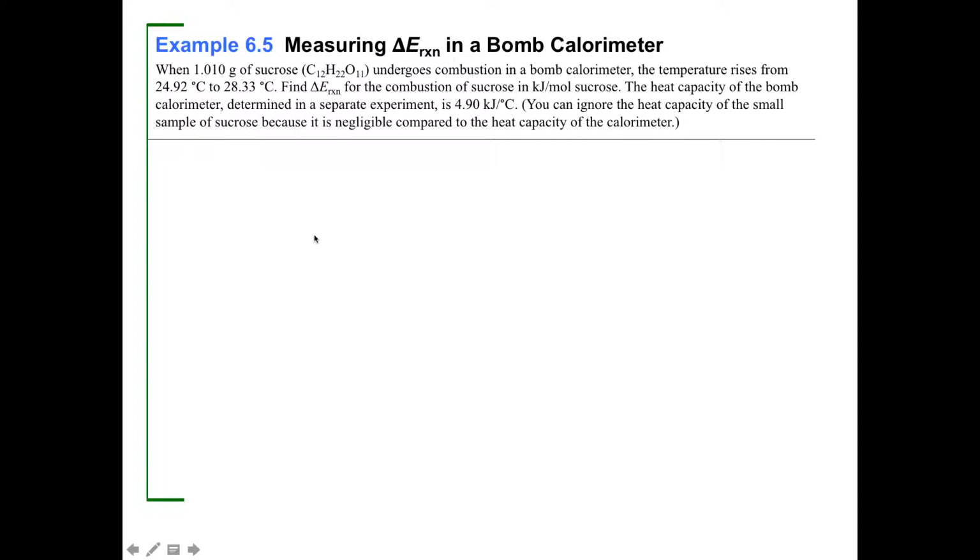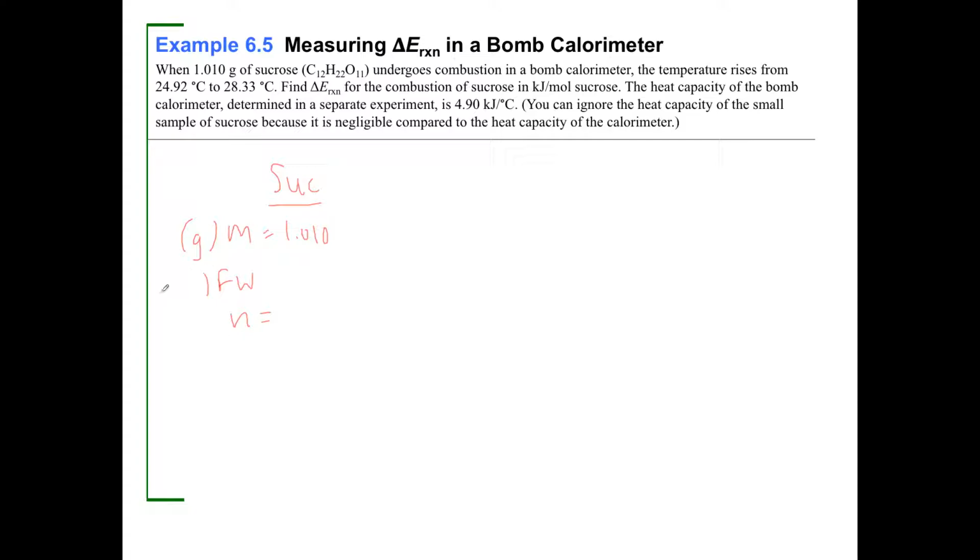Okay, so let's look at this. When 1.01 gram of sucrose, which I'm going to write as sucrose because I'm overwhelmed when I see all those atoms there, the mass in grams is equal to 1.010. And look, it's got 4 sig figs. What I'm going to do is get this to moles right away, before I even look at the rest of it.